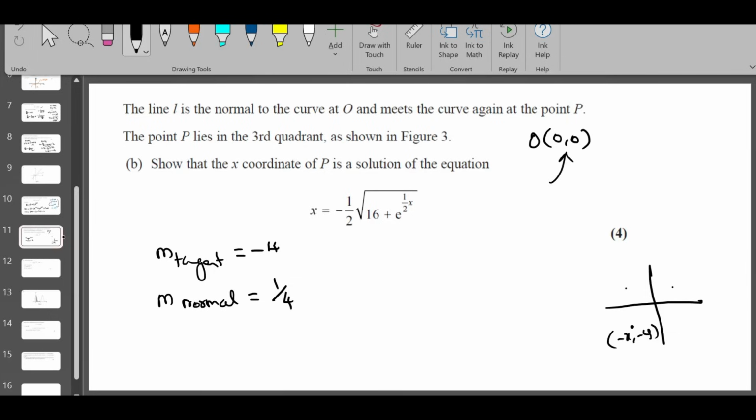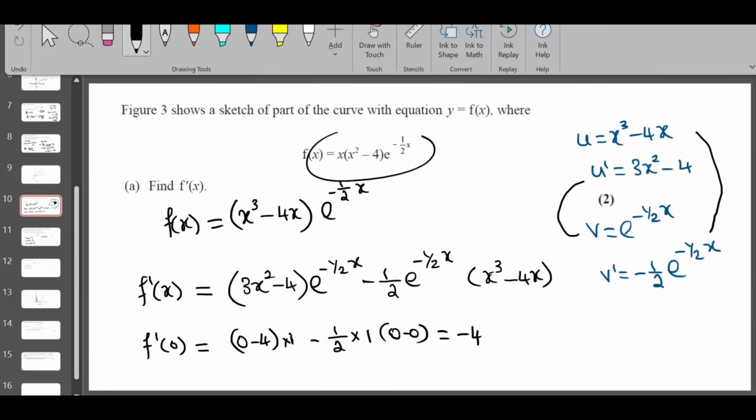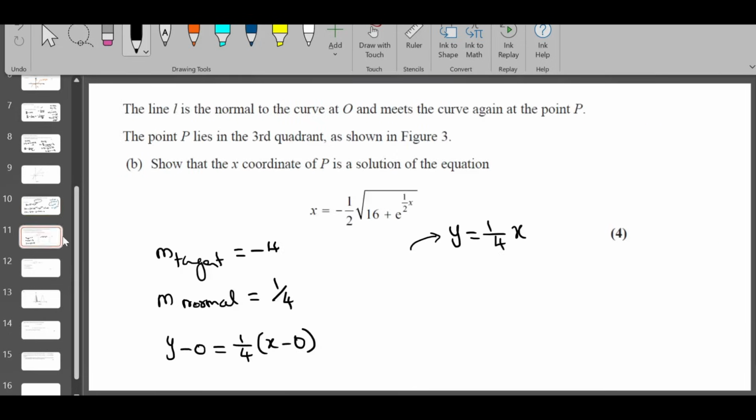And the normal line passes through this point. So y minus y1 is equal to slope times x minus x1. You get the equation y is equal to 1 over 4x. Now replace y by the original function given here, this one. x times x square minus 4 times e power minus half x is 1 over 4x. You can cancel this x first. Bring e power minus half to the other side.